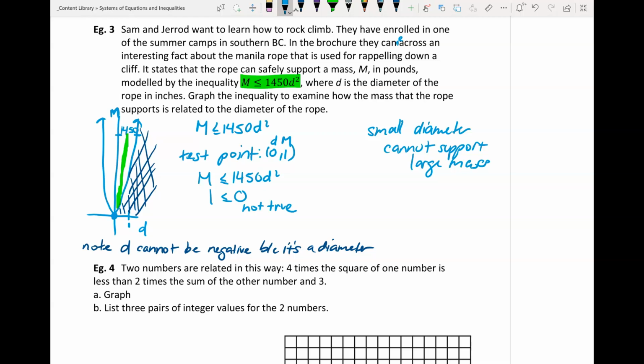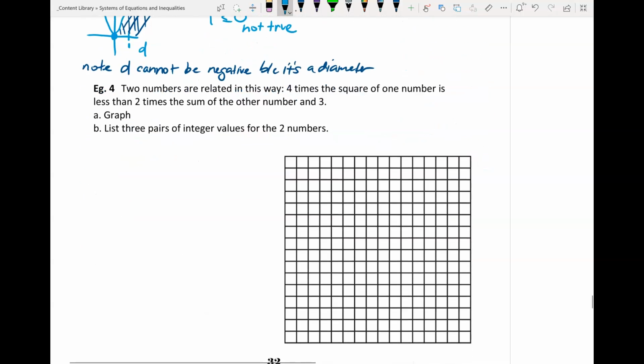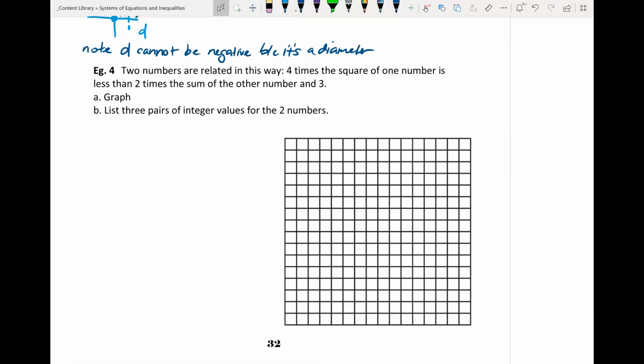And that is our relationship. Here's another example. Two numbers are related in this way. 4 times the square of one number is less than 2 times the sum of the other number and 3. And we want to graph that. So we have to write this as an inequality. We're going to take it step by step, reading one piece of our sentence at a time.